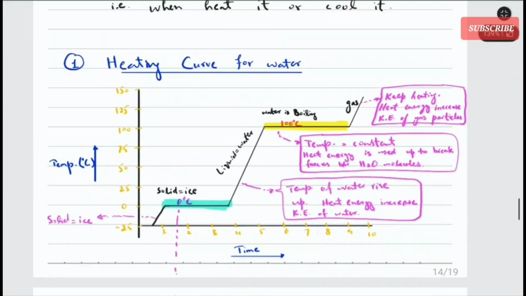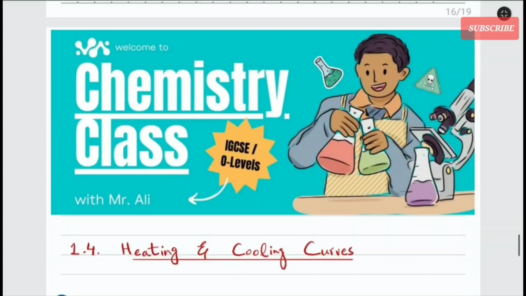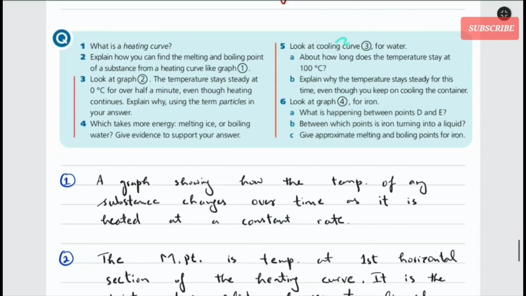Yeah, look at this. When I try to draw it, you can see that this horizontal section I have drawn here, this one, I have drawn a little bit shorter, okay? It takes less time. And this one I have drawn a little bit longer, it takes more time. So more time means you would have to heat it for a longer period of time, so you have to provide more energy. So this is your evidence, okay? I hope you got it.